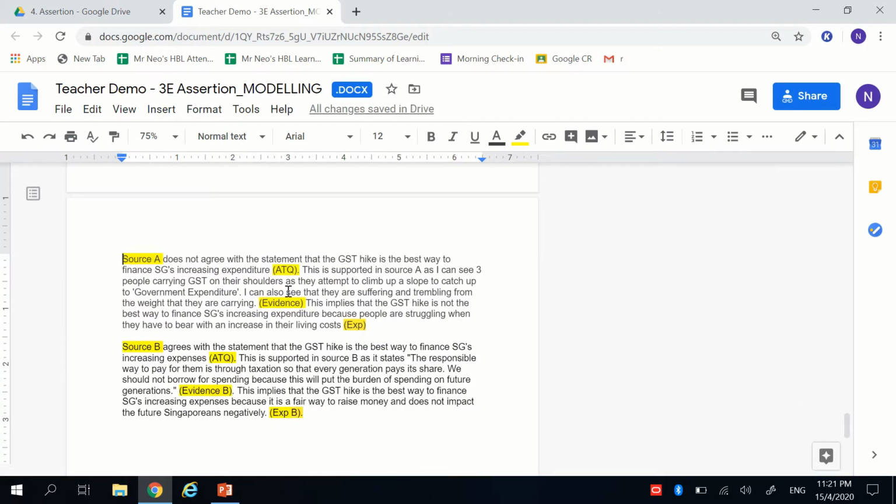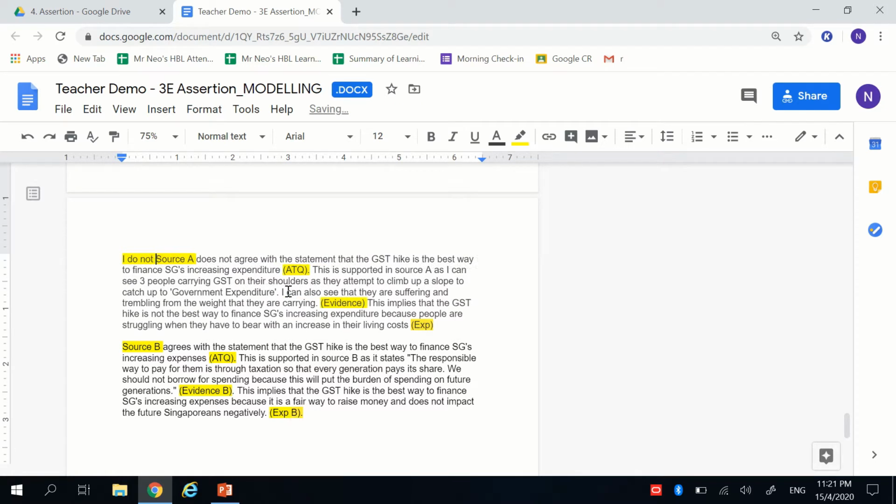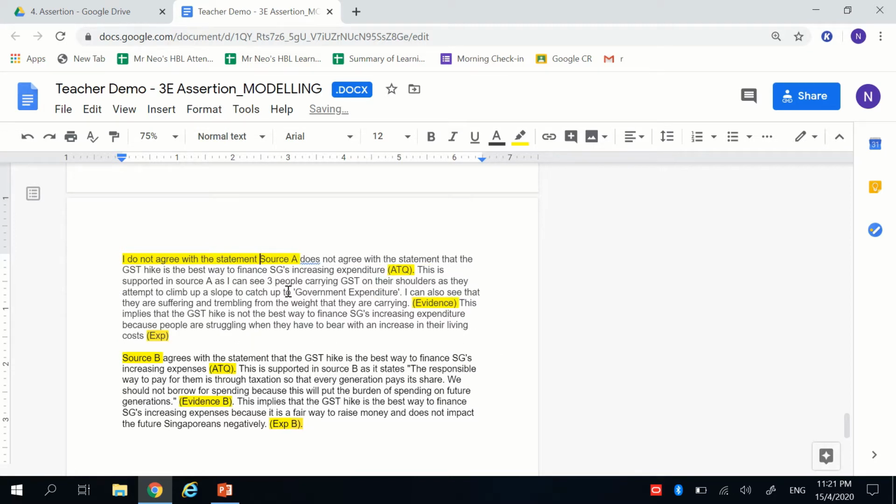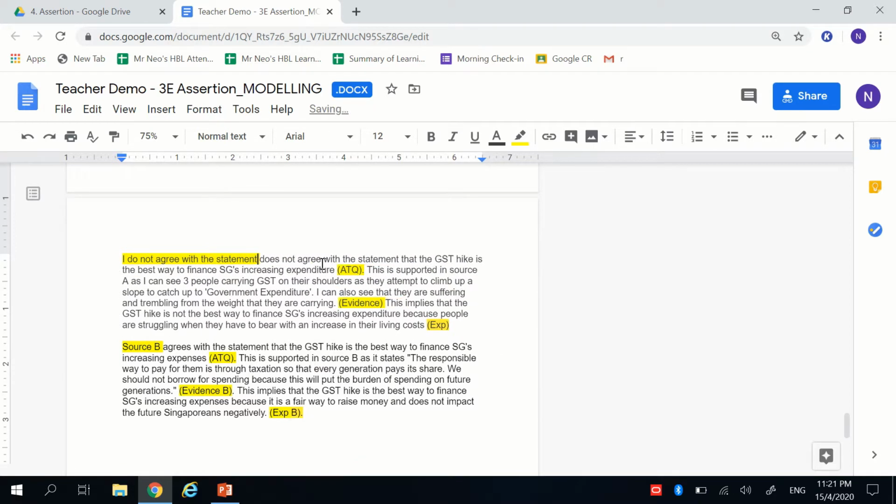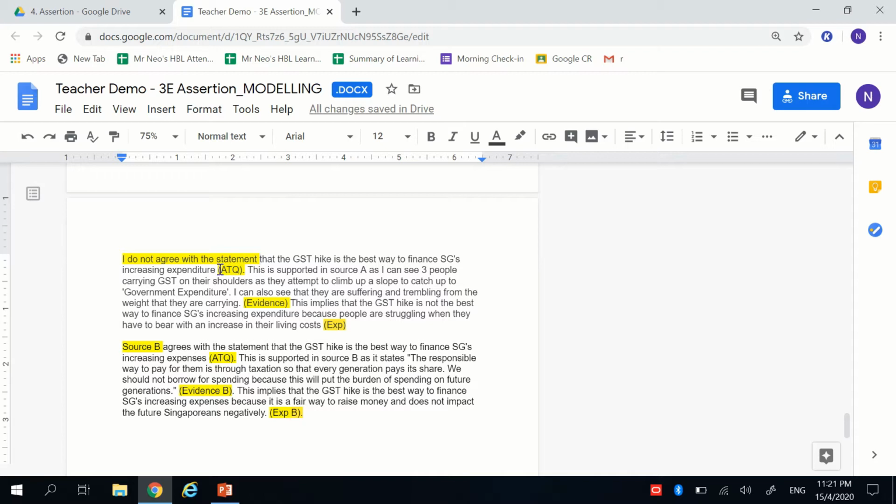I would correct these starting statements and change it to: I do not agree with the statement, instead of using source A. I do not agree with the statement, and this statement is that the GST hike is the best way to finance Singapore's expenses. I do not agree with the statement. And then you tell me which sources you are using. In this case, this is supported in source A, as I can see 3 people carrying GST, blah blah blah. Give me your supporting evidence and then explain how this quoted evidence supports the argument that you are making.